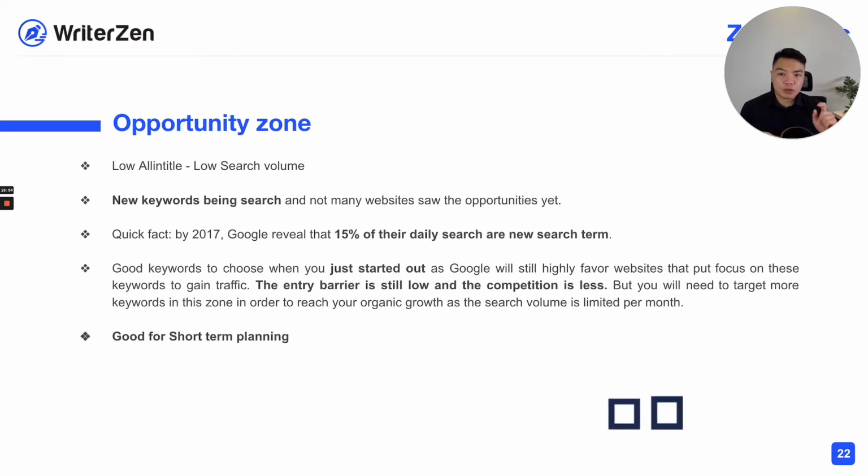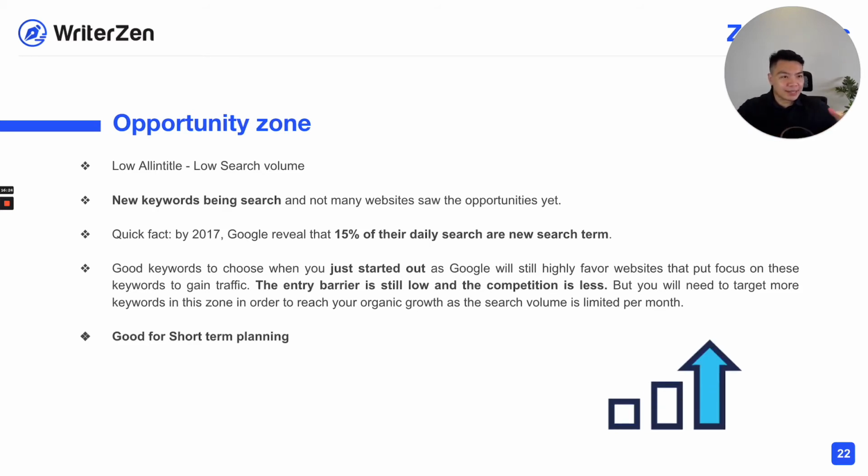Quick fact here: by 2017, Google revealed that 50% of their daily searches were actually new search terms. I'm not sure what the number is now, but I'm pretty sure it's consistent with the whole movement of daily search. So a lot of long-tail keywords appear here. They are new, they are fresh, but some people are starting to search for them. They are very good keywords to choose when you're just starting out, right?